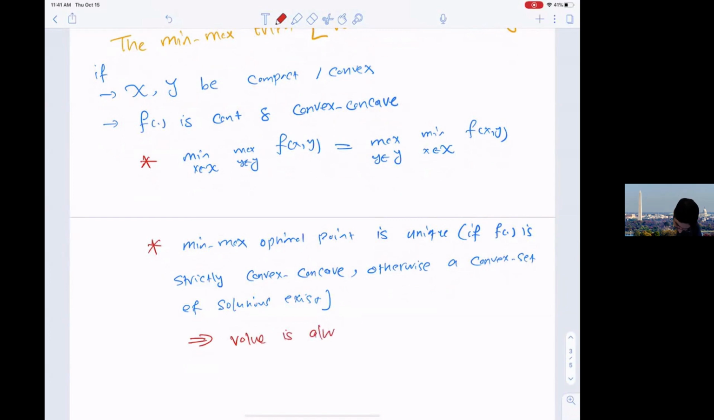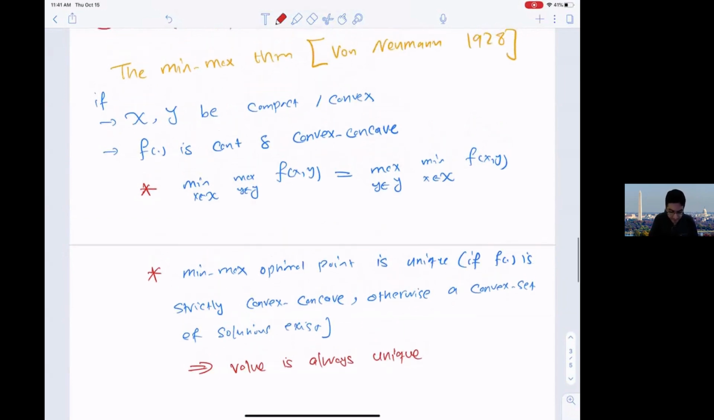Value is always unique. This is the value f x star y star. So even if you are not strictly convex concave, you get multiple x star y stars, all of them will lead to the same value of the function. All right, so that's the famous, very important min-max theorem.